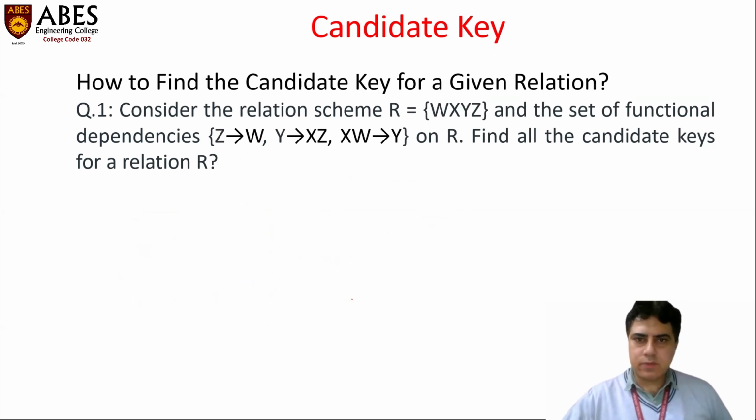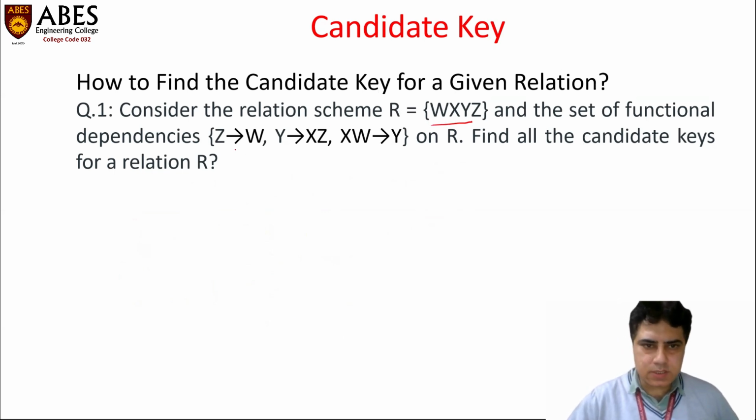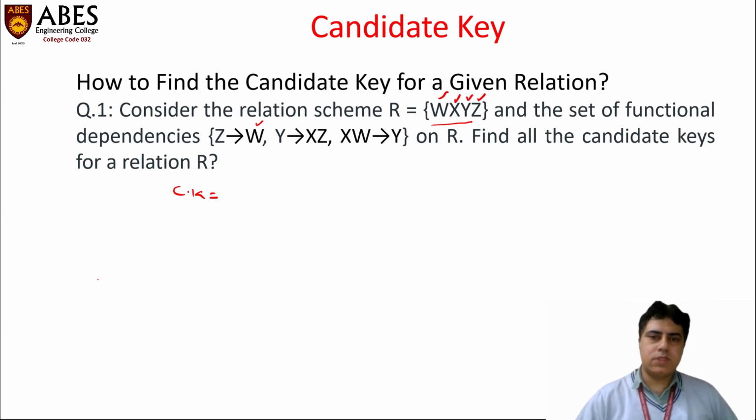Now let us take one more example. Consider the relation R. Attributes are W, X, Y, Z, and the set of functional dependencies: Z determines W, Y determines XZ, XW determines Y on R. Now same trick to find out the candidate key. Let us take the missing attribute. W, X, Z, and Y. There is no missing attribute.